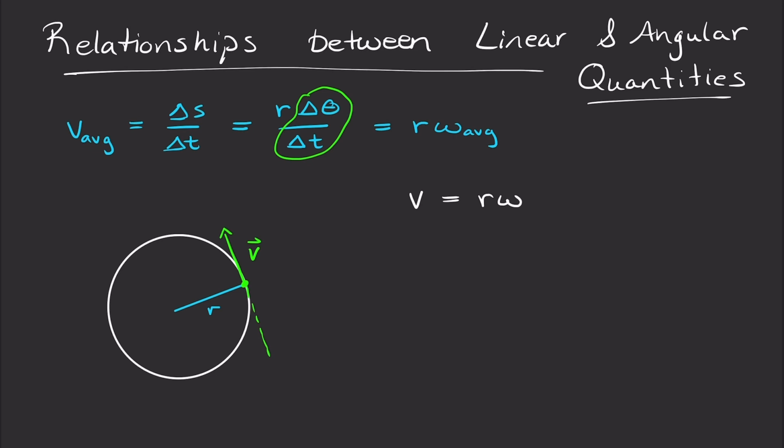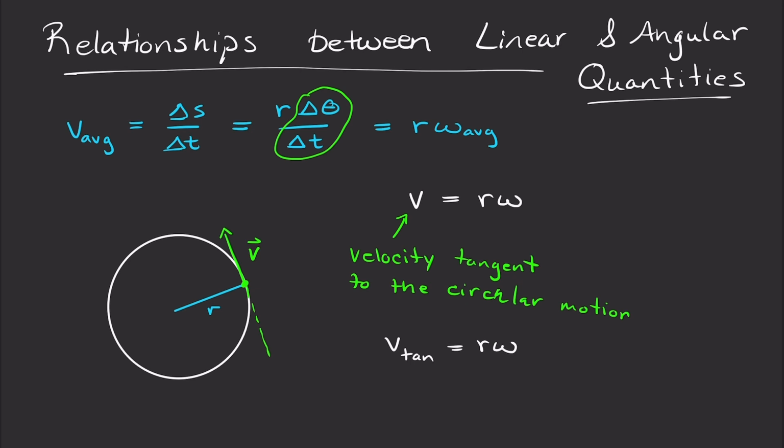And it's important to keep in mind that this is our velocity that is tangent to the circle of motion. So sometimes you will see this written as v sub tan equals r omega, just to remind you that the velocity is tangent to the circle so you know which one you're talking about.